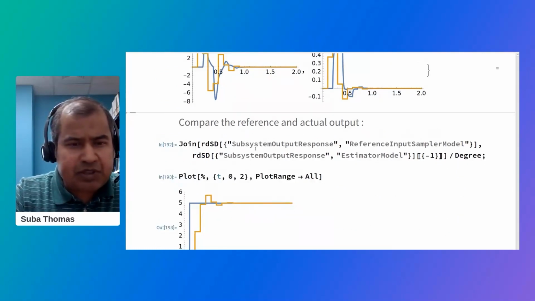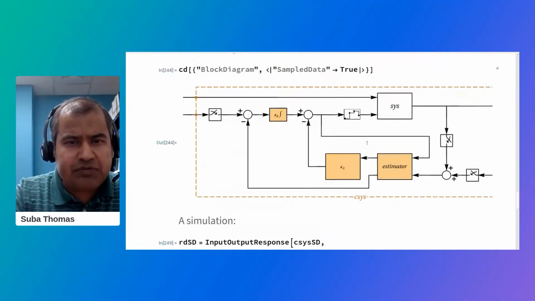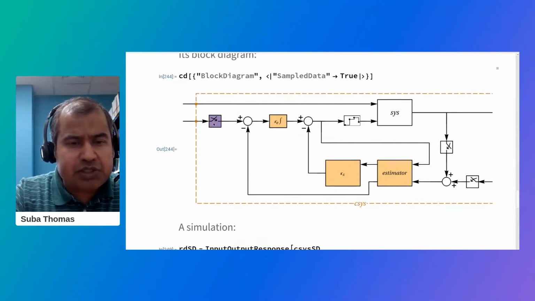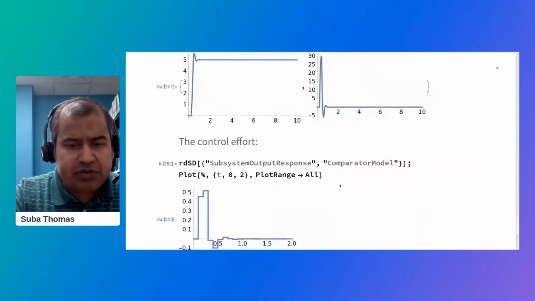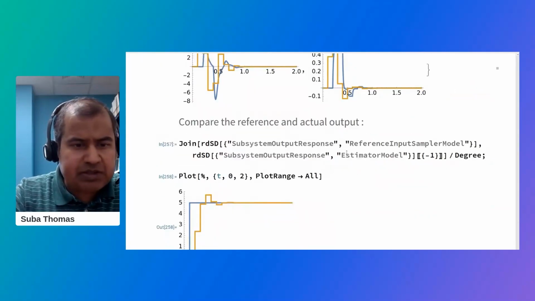Okay, and again, from the subsystem, each one of those, how we know what name to give there, you can mouse over and see what those names are. Okay, and so I'm getting this reference signal and the output of this estimator model, and that's what I'm comparing here.